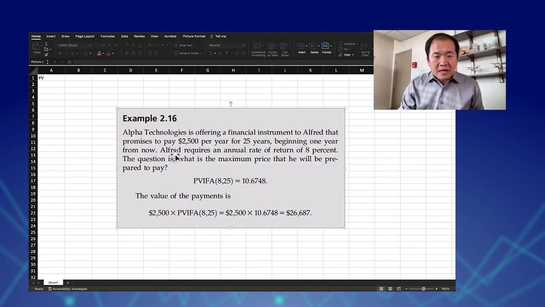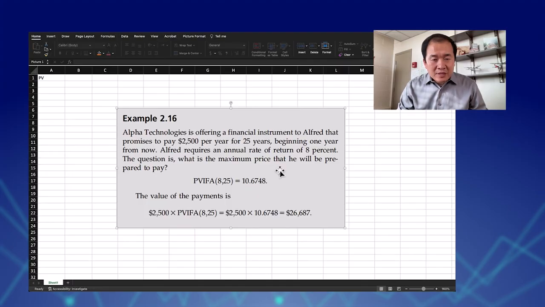Alfred requires an annual rate of return of 8%, so that's his target return rate. So the question is, what's the maximum price that he will be prepared to pay? We assume we know all the rates and all the conditions. Now the question is, how much should Alfred pay for this product to make this investment a good product for his future retirement?